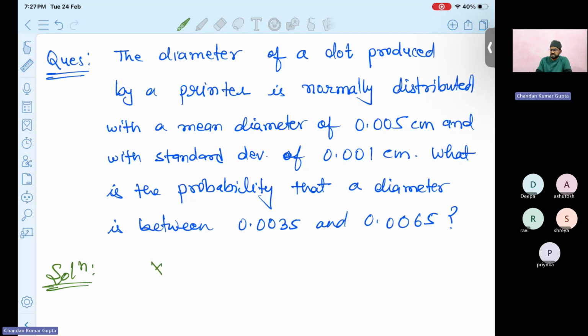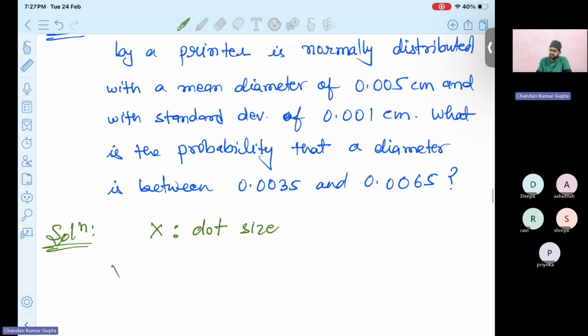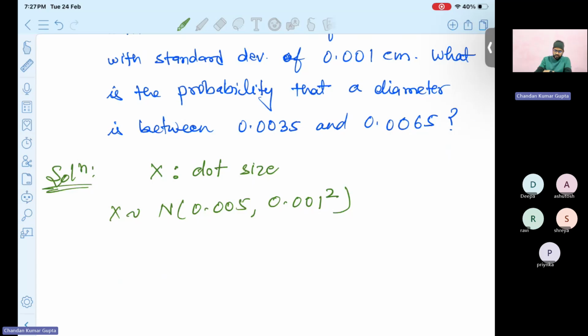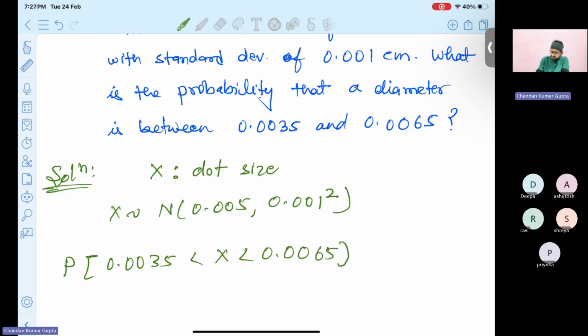We are given the random variable, the dot size produced by the printer. It's normally distributed with mean 0.005 centimeter and variance 0.001 squared, because its standard deviation is 0.001. This is the given. We need to find the probability that it lies within 0.0035 to 0.0065. Lots of decimal numbers are there.